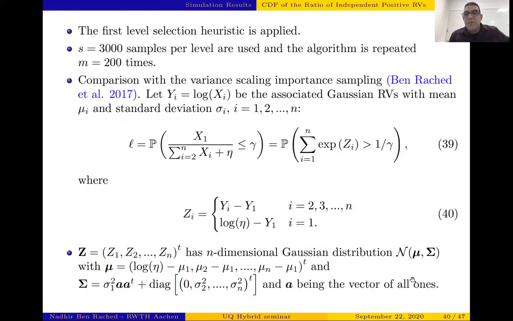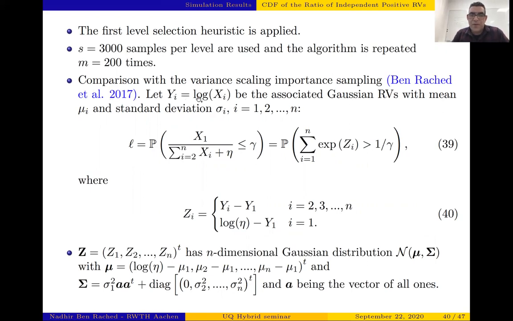Next, we move to the ratio of independent positive random variables. We now use the first heuristic based on this inverse complementary CDF. S is equal to 3000 and M is 200. And the comparison is made with respect to the variance scaling importance sampling estimator in this paper.